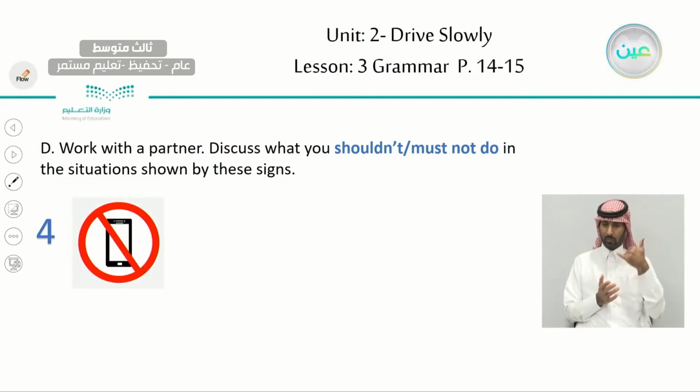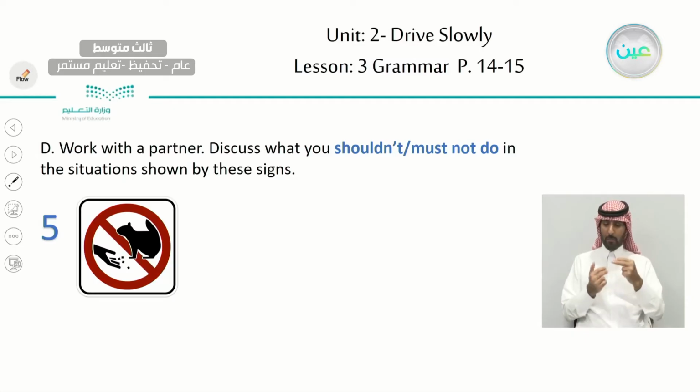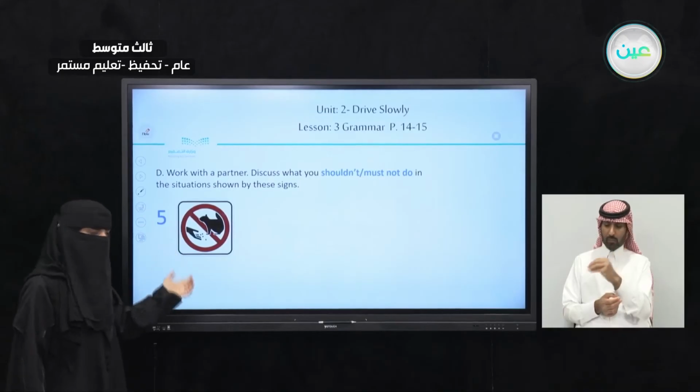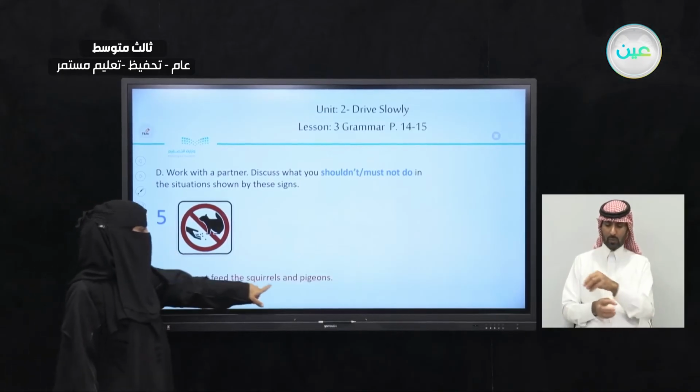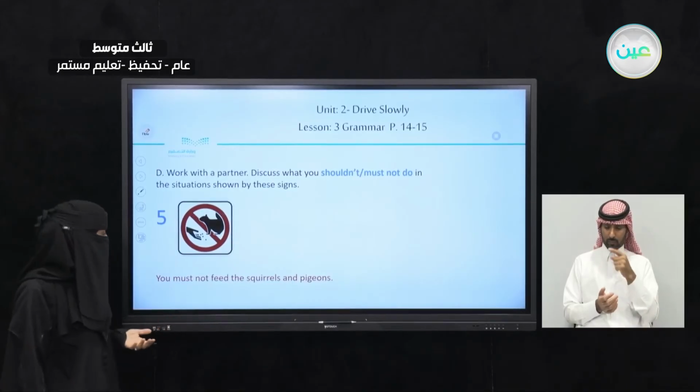Picture number 4. Here we have a cell phone. You shouldn't use your cell phone here. Okay? Here we have a squirrel and someone is giving him food. We see a hand and food. So here you shouldn't or must not feed squirrels and pigeons. Okay? So animals in general.